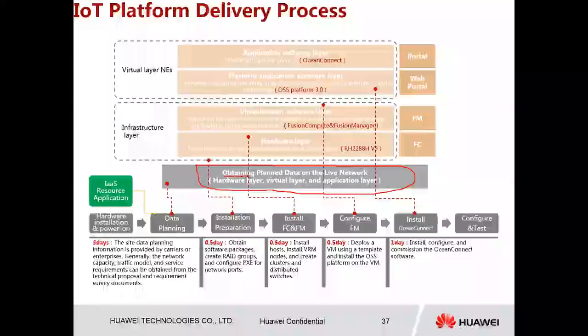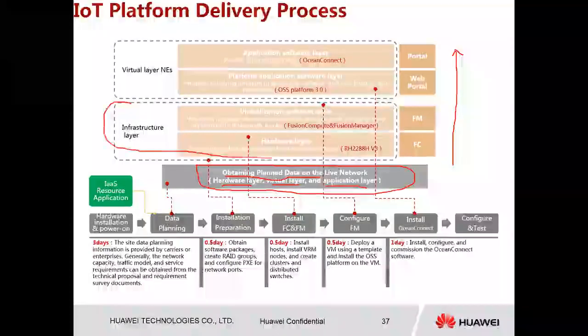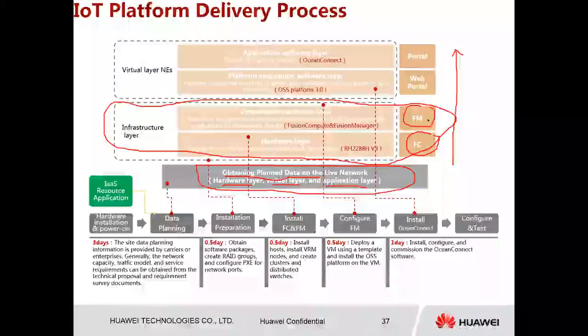prepare, like obtaining the plan data, and hardware, and the virtual layer, and application layer, some information about all. After that, we can start the delivery. This is for the infrastructure layer. For virtualization, FusionCompute and FusionManager. We need this for virtualization. Our IoT platform runs on this virtual layer. So we need to create the virtual layer first.